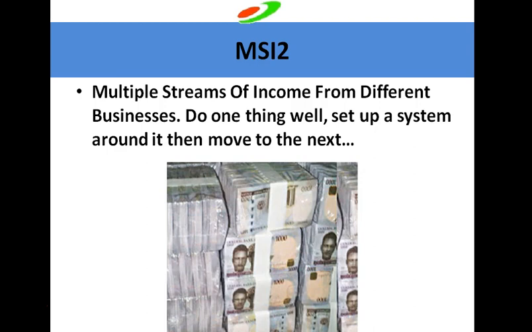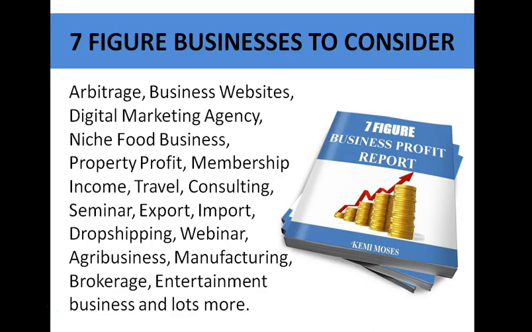Before you know it, you can have like 3 sources of income or 4 sources of income. So it's very, very possible. It's doable once you understand how things work. So this is another option. Now let's look at 7-figure businesses you can consider.